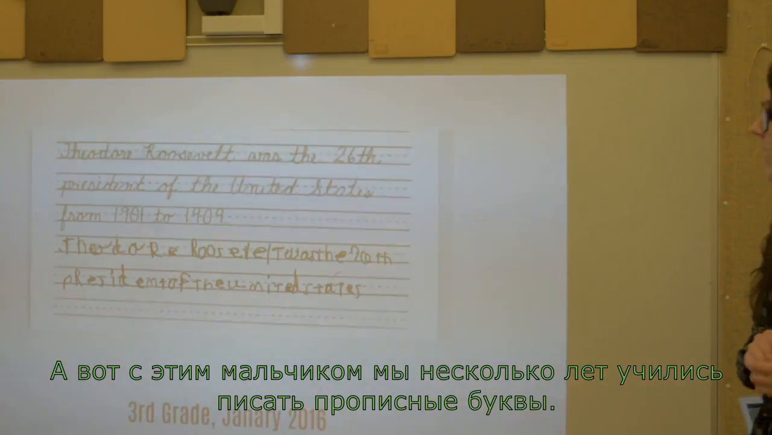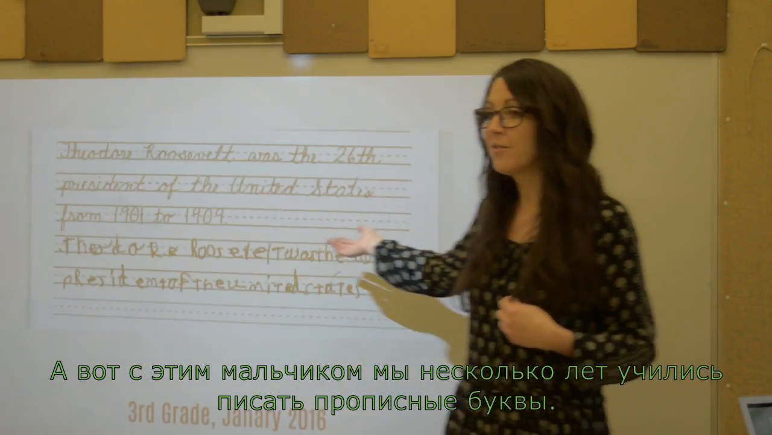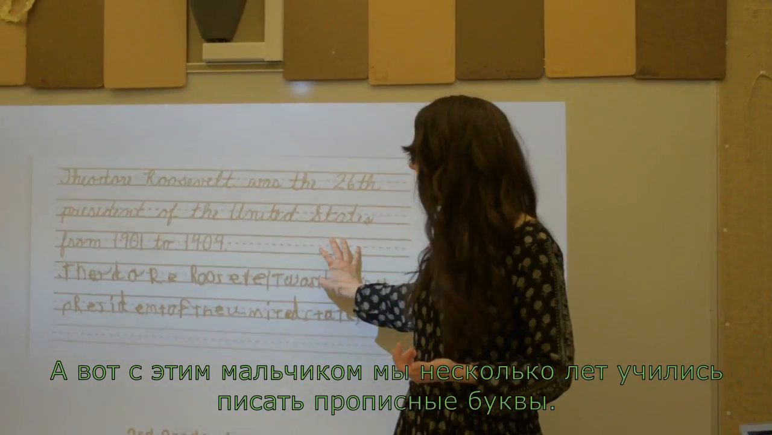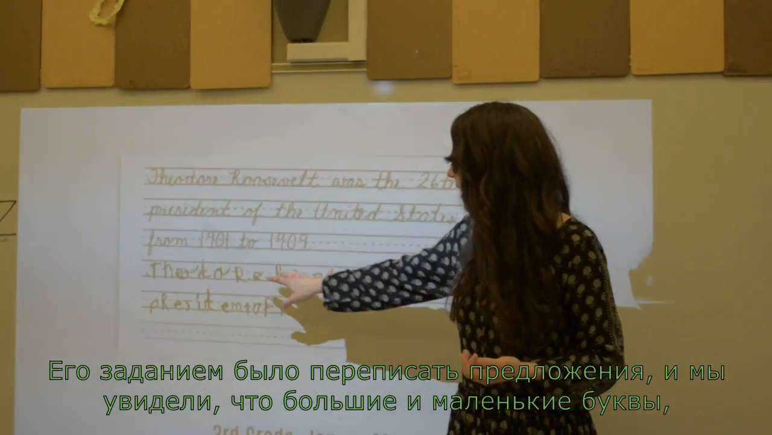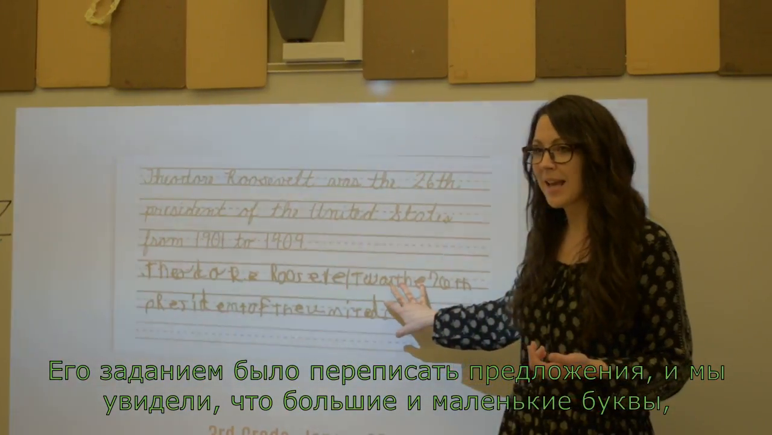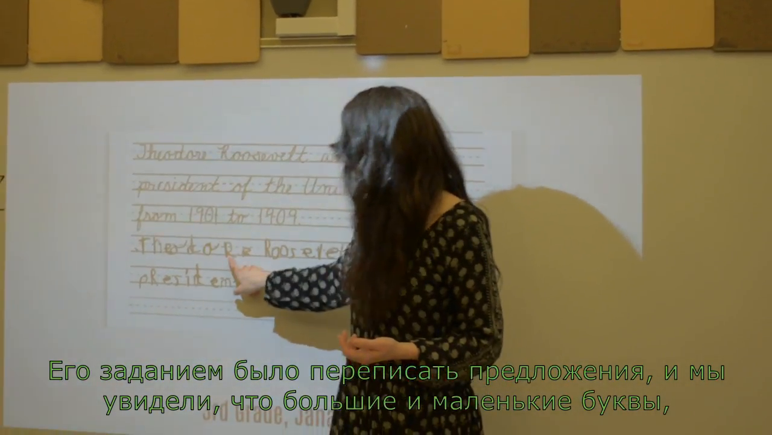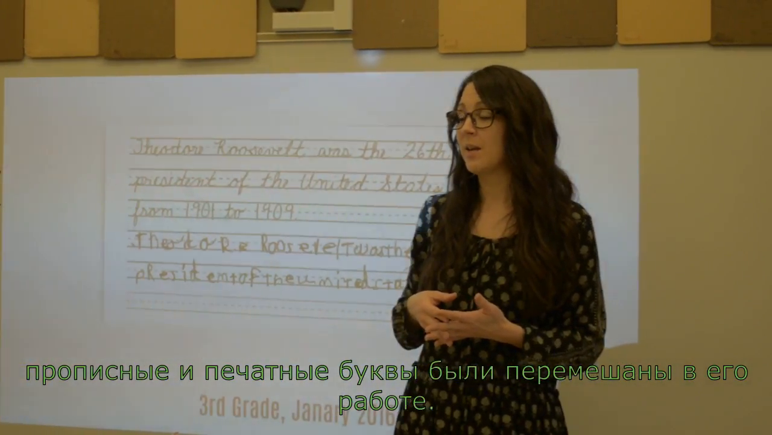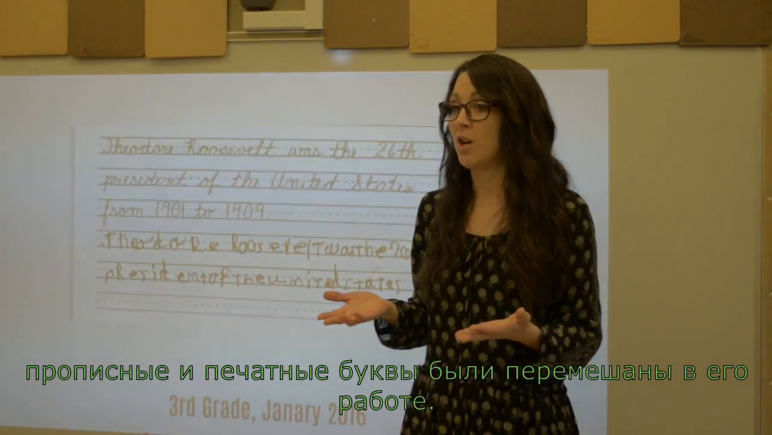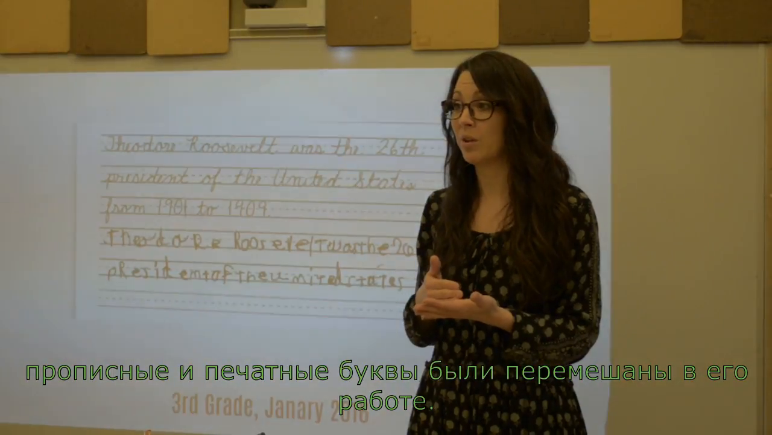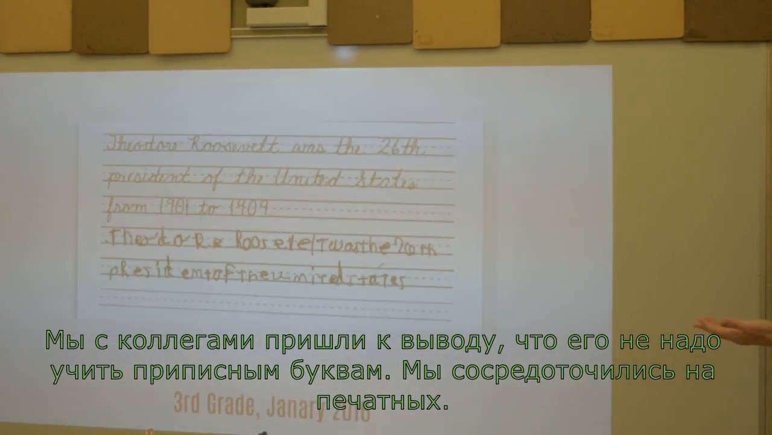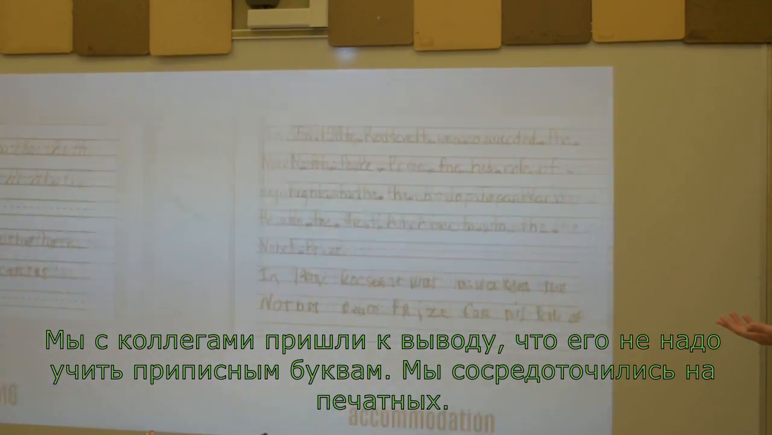So this was a kid that I'd been teaching cursive for years. So this is where you learn from what you do, right? He was supposed to copy something, and we're seeing all this kind of mixed case. You know, right here I'm seeing a capital print and all this stuff, and so we collaborated as a team and realized that we didn't really need to be doing cursive with him anymore. And he is a child that really struggles with learning how to read. So we started print right in the middle of 3rd grade for him, actually.